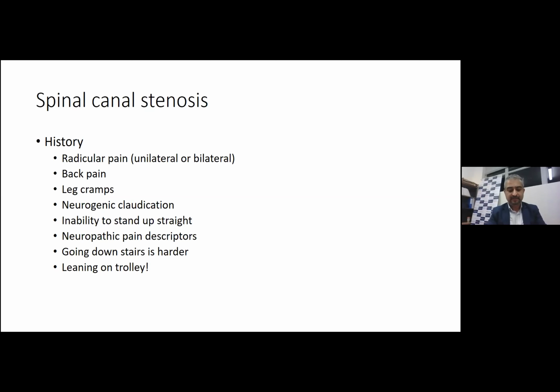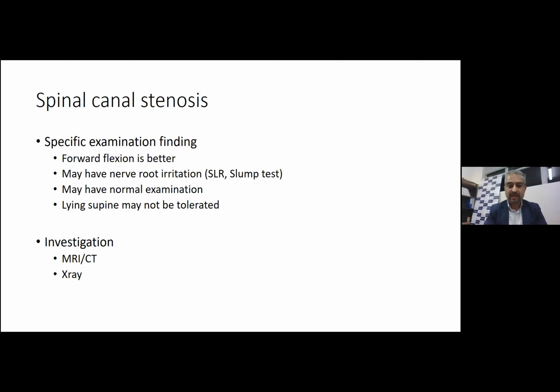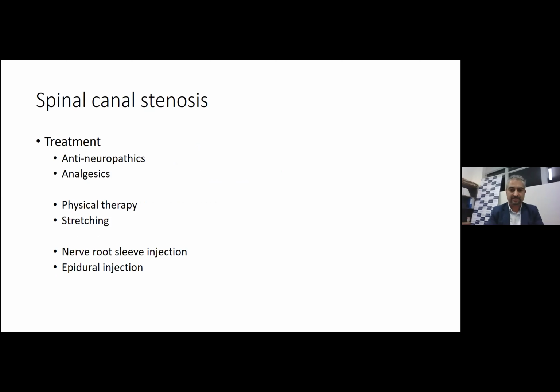Another thing is they find it harder to go down the stairs because, again, they have to stay upright, and going up is better for them. Specific examination: again, there is nothing specific, but the test for nerve root irritation can be helpful. And they may have a completely normal examination as well. And as I said, usually when they lie down on their back for a while, they say, look, my pain in the leg is getting worse. CT scan and MRI are the two initial options for investigation. Both of them are good, but MRI can show a little bit better in terms of disc bulge or nerve irritation.